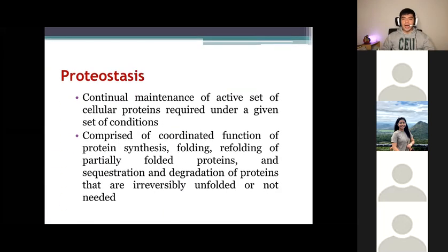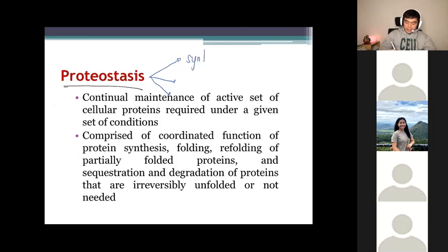In protein folding, the process of maintaining, or the continuous maintenance of protein synthesis and also folding, is called proteostasis. So under proteostasis, there is coordination of different processes, and these processes could be categorized into 3. Number 1, can you follow by the way? Okay, so thank you. For the first process, that involves synthesis of nascent polypeptide.